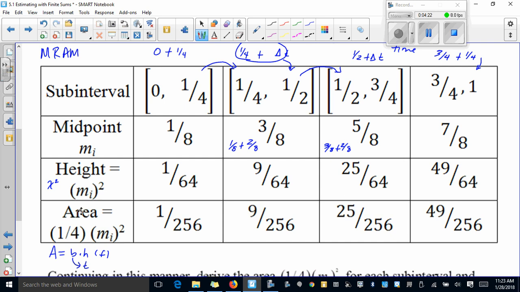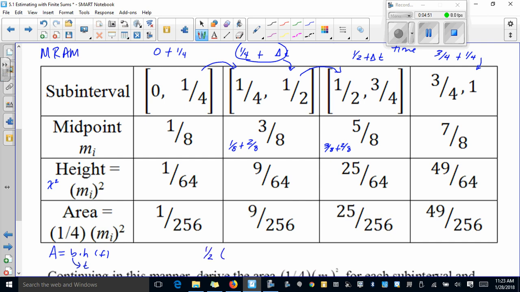There is another way that you can do this: you can just add all of these up. So you can take 1/4 times the sum of all of the heights. You can always do that as well. By the way, this is the indication for sum. So continue in this manner, derive the area, 1/4 times the midpoint squared for each subinterval, and add them all up, and you get 8.98.